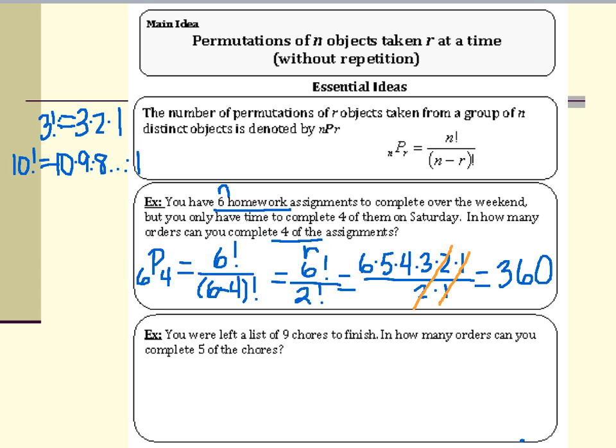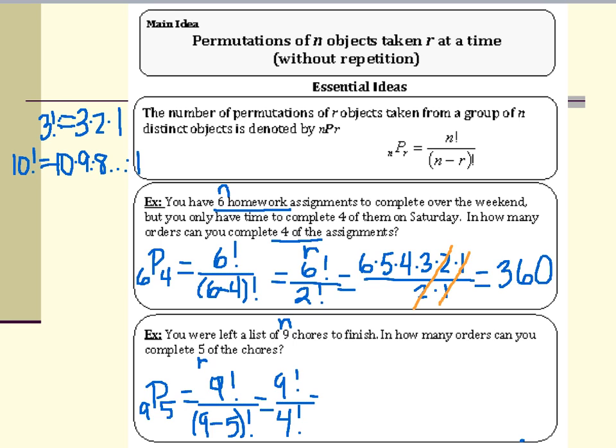So our next example, I suggest you pause the video at this point and try this one on your own. Okay, welcome back. You have a list of 9 chores to finish, and how many orders can you complete 5 chores? So 9 is my N and 5 is my R. So we want 9P5. So that's 9 factorial over 9 minus 5 factorial. So that's really 9 factorial over 9 minus 5 is 4 factorial.